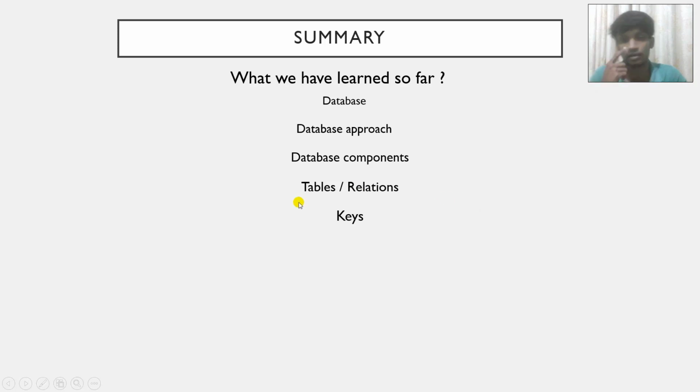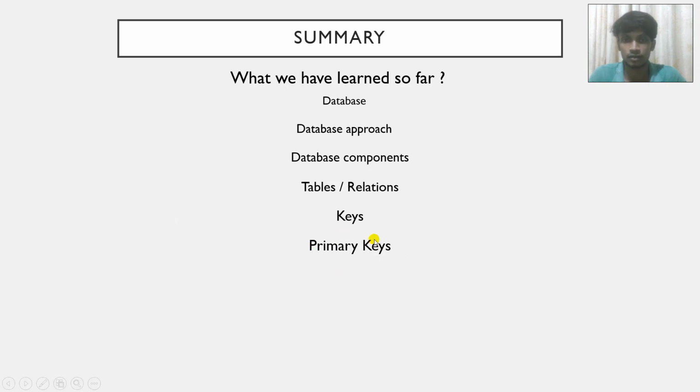And when we talk about keys, there are four major types of keys. The first is primary key, then foreign key, then candidate key, then composite key. Primary key, foreign key, composite key, and candidate key. There might also be other key types, like super key and aggregate key.